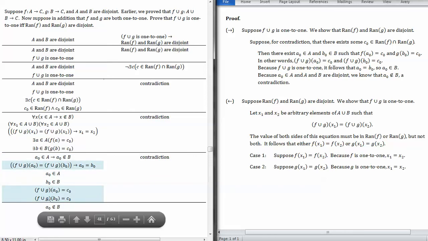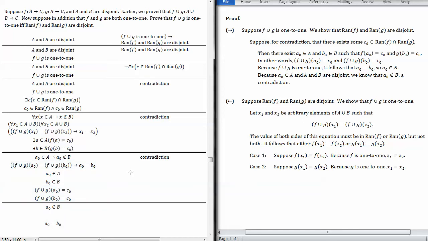However, a naught and b naught, which map to the same thing because f union g is one-to-one, must be equal. And well, that's a contradiction, right? Because we have that a naught is not in B, b naught is, but they're equal. So one of them is both in B and not in B. That's a contradiction. Okay, so that shows, that's written out in our proof over here. You can go ahead and read that through and match it up.